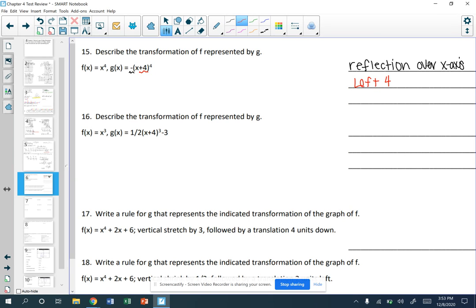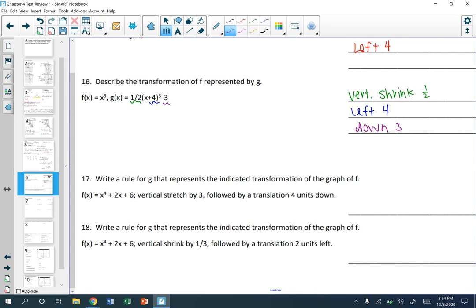All right, then for number 16, I notice this 1/2, which is a vertical shrink. The next thing I notice is the plus 4, which again moves it left 4. And then I see the minus 3 outside moves it down 3. Remember, inside is left and right, outside is up and down.